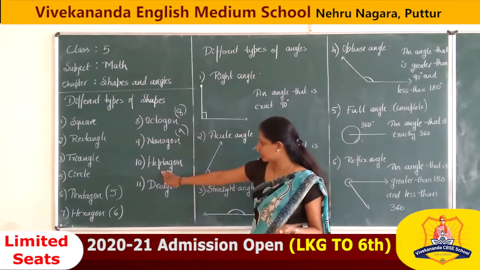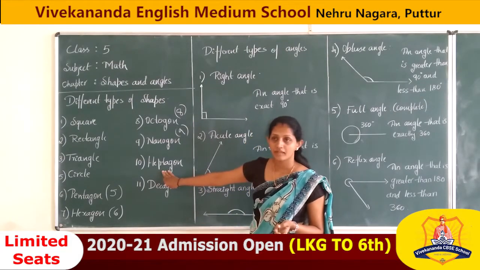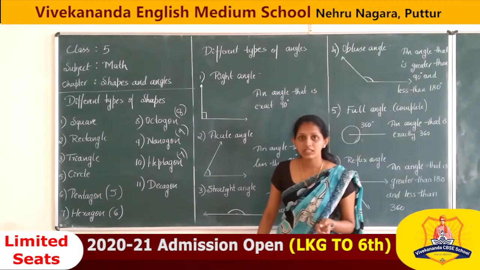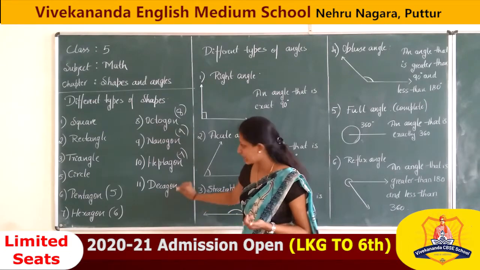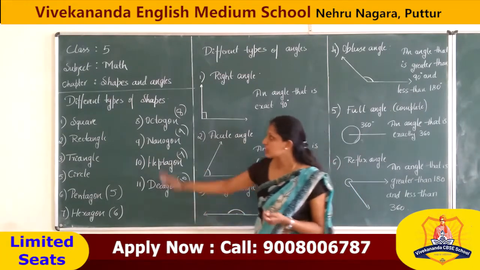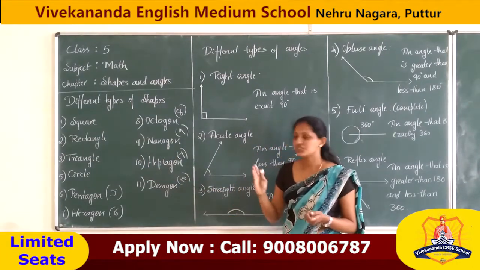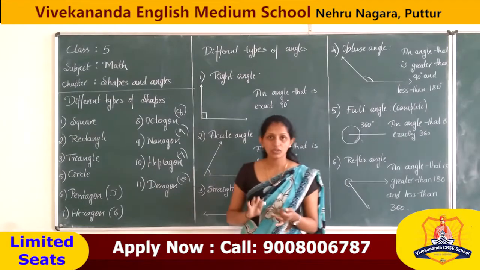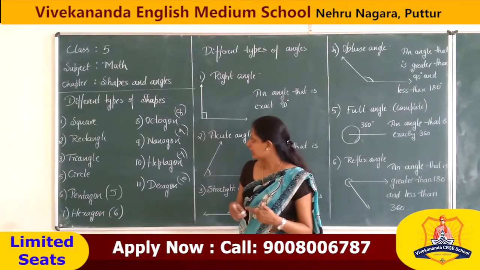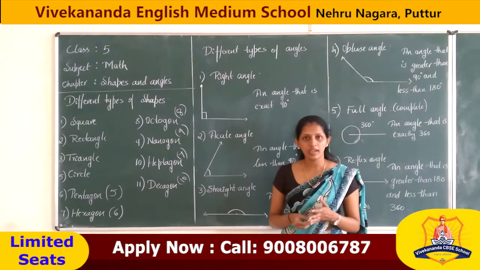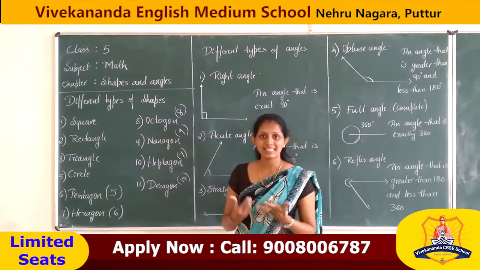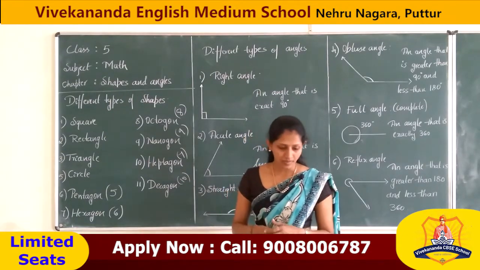What about heptagon? It has 7 sides, 7 angles, 7 corners. Decagon, it is 10. So you have to write the shapes: square, rectangle, triangle, circle, pentagon, hexagon, octagon, nonagon, decagon. Then nonagon is over heptagon, okay? So you have to write the shapes. You already know how many sides are there in each shape, okay?